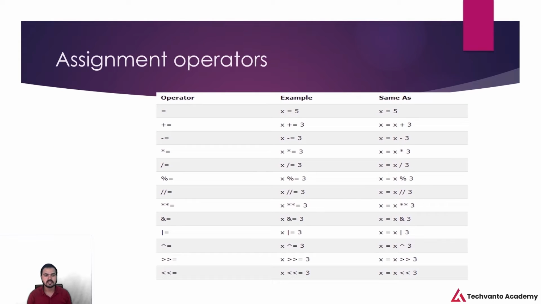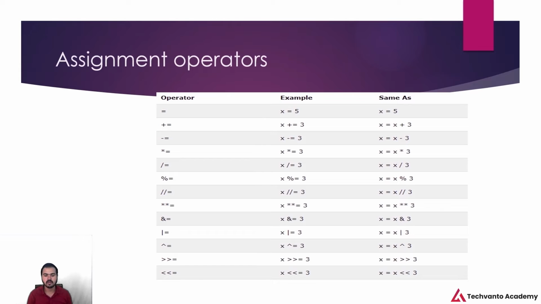So this is the assignment operator. You can observe in this slide how we assign values to the operands by using the assignment operators. Here, x is equal to 5, and after that x plus equal to 3. Here x plus equal to 3 means x is equal to x plus 3. So it means 5 plus 3, and it will store the value 8.